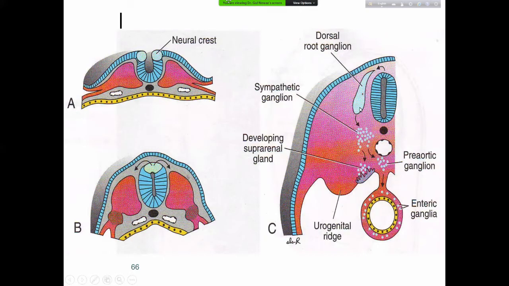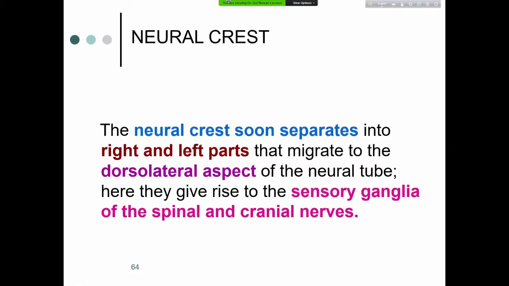So all the sensory ganglia, including the dorsal root ganglia of the spinal nerve, form here. Whenever we ask about the dorsal root ganglia of the spinal nerve, from where it has come, your answer should be neural crest. Then they will form the sympathetic ganglia, the pre-aortic ganglia, the enteric ganglia, and the suprarenal medulla. So all the ganglia are formed by the neural crest cells. The sensory ganglia of the spinal and cranial nerves as well.